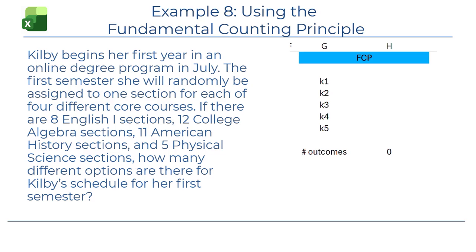For example 8, we're going to use the fundamental counting principle. So Kilby begins her first year at an online degree program in July. Her first semester, she will randomly be assigned to one section for each of 4 different core courses. If there are 8 English 1 sections, so in the first stage there are 8, 12 college algebra sections, so times 12, 11 American history sections, so that's times 11, and 5 physical science sections. How many different options are there for Kilby's schedule for her first semester? We can see there are 5,280 different options.